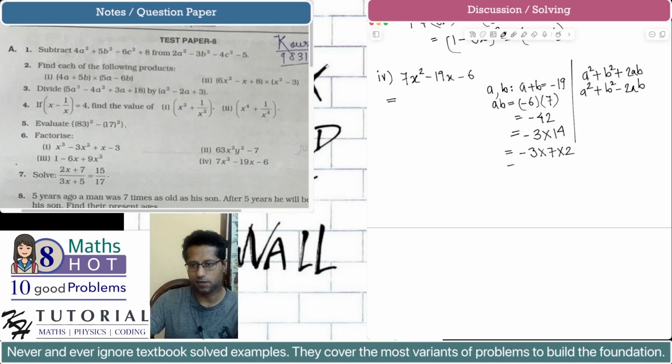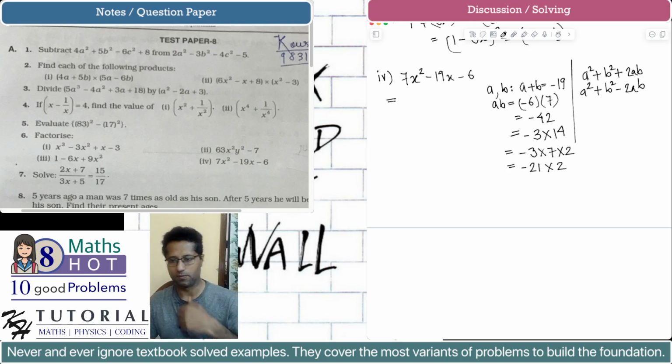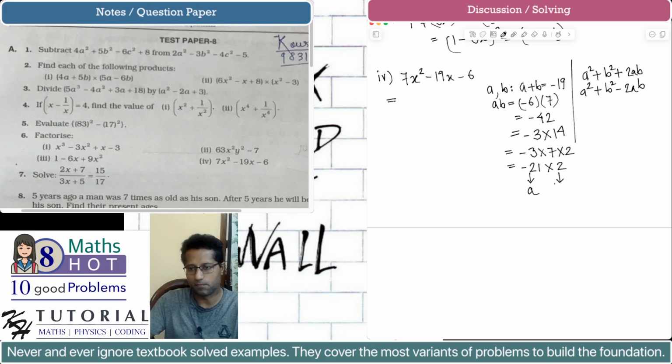Now, minus 3 into 7, I can consider as minus 21, and into 2. Now, I can see that minus 21 and 2 can be considered, as their addition is minus 19 and also their product is minus 42. So, you can consider A as minus 21 and B as 2.